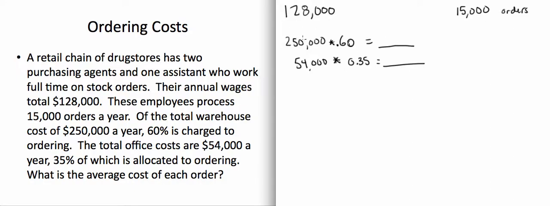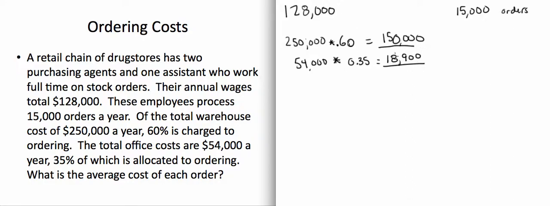And then they want to know the total per year, the average cost of each order. So what we're going to do is multiply 250,000 times 60%, which gives us a value of $150,000. And then we take 35% times 54,000, which gives us an answer of 18,900.